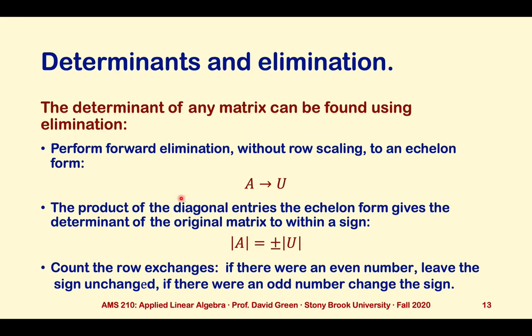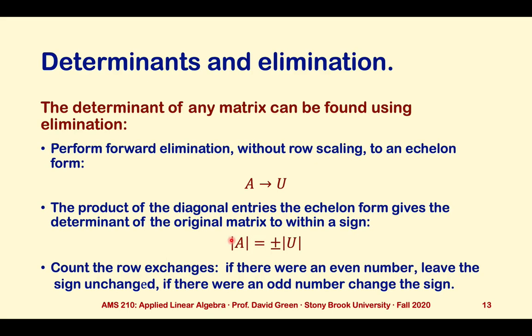The product of the diagonal entries of U, because this is an upper triangular form, gives the determinant of U and gives the determinant of the original matrix up to a sign. So plus or minus whatever the determinant of U will be. How do we determine what that sign is? We simply have to count the number of row exchanges.